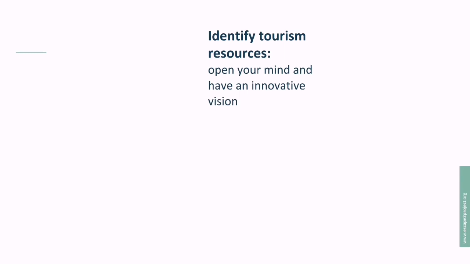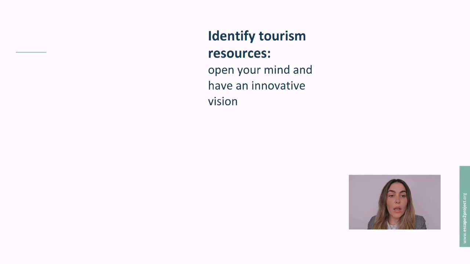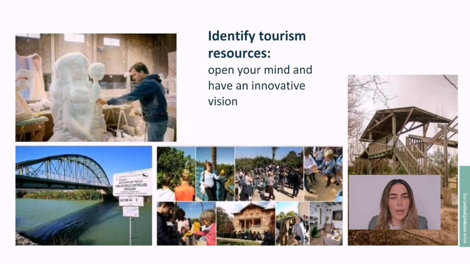Identify tourism resources. Open your mind and have an innovative vision. For example, in picture one, we can see Fallas, a festivity that combines tradition, satire, and art in Valencia, Spain. In number three, we can see activities for different types of groups, like seniors, children, etc. And in number 2 and number 4, we can see different types of natural experience. Then you have to think about all these things and create your own experience.